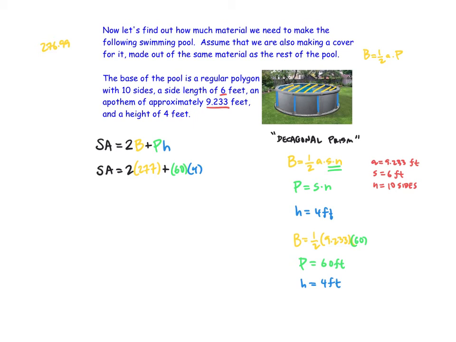All right, so I'm going to take 2 times 277. That gives me 554. And I'm going to add that to 240. And that gives me 794. So I need 794 square feet. And that includes, you guys, the cover for the pool. All right, let's move on to working with pyramids.